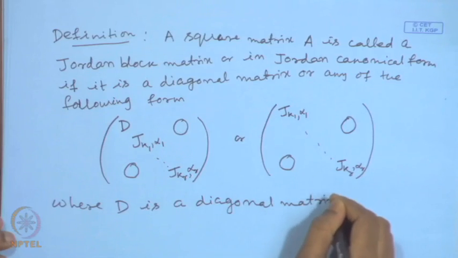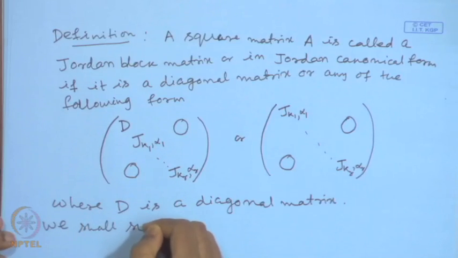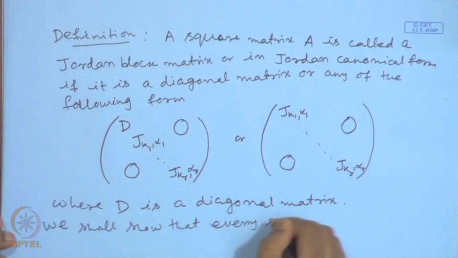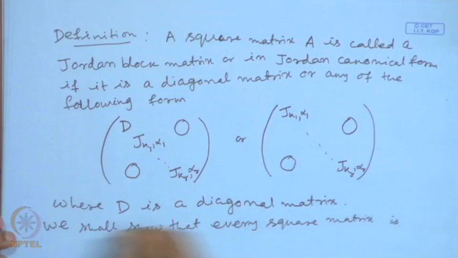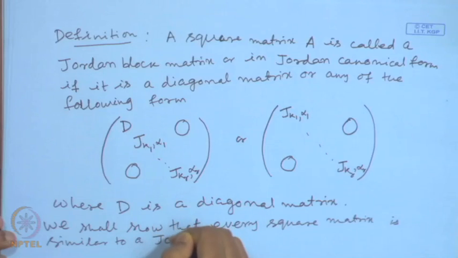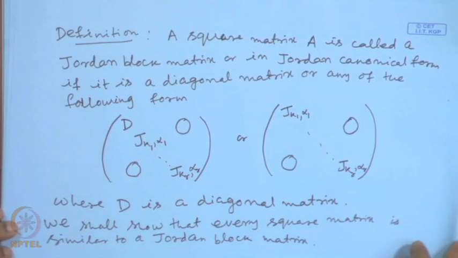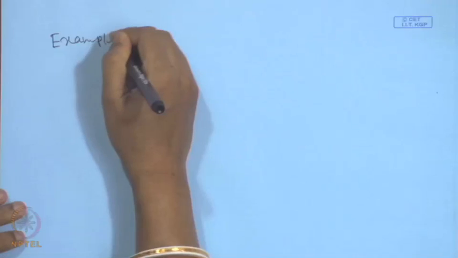Here we shall show that every square matrix is similar to a Jordan block matrix. So, let us see some examples of Jordan block matrices. Look at this example.